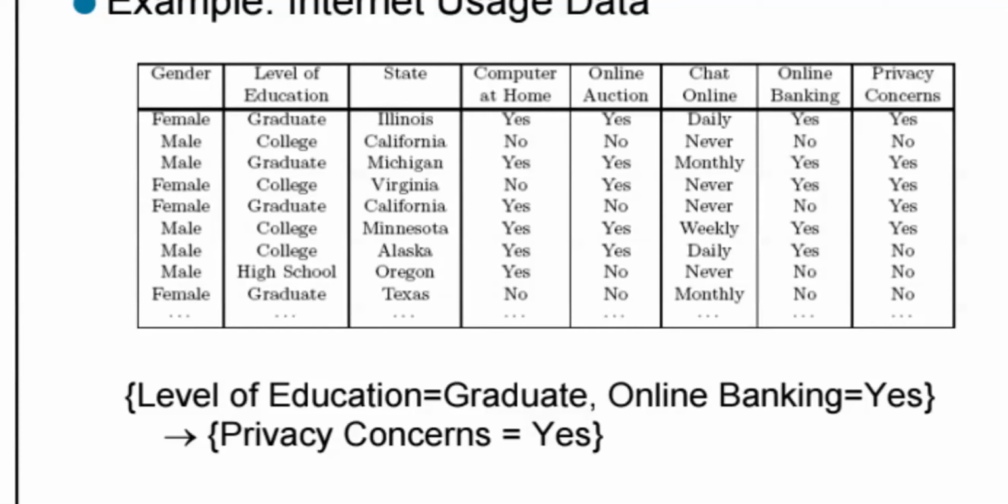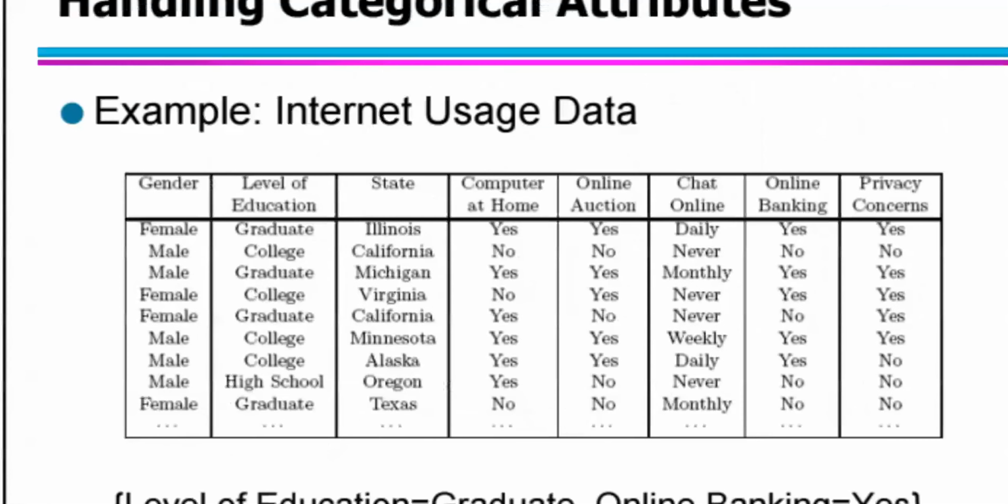So the remaining attributes are simply what you can call categorical attributes. Which attributes have to be represented? Level of education and state are the two categorical attributes. The remaining ones are all symmetric binary attributes.